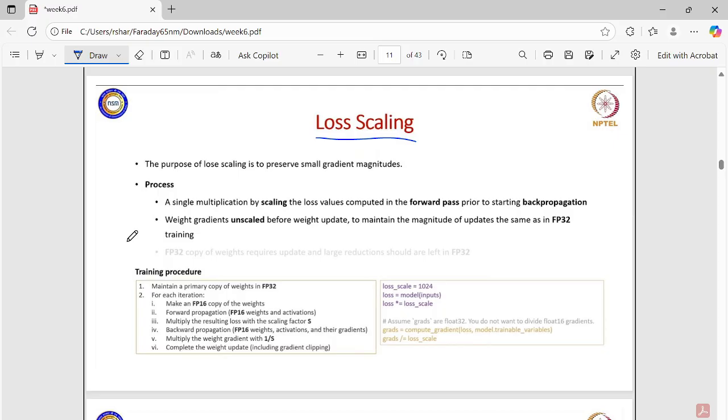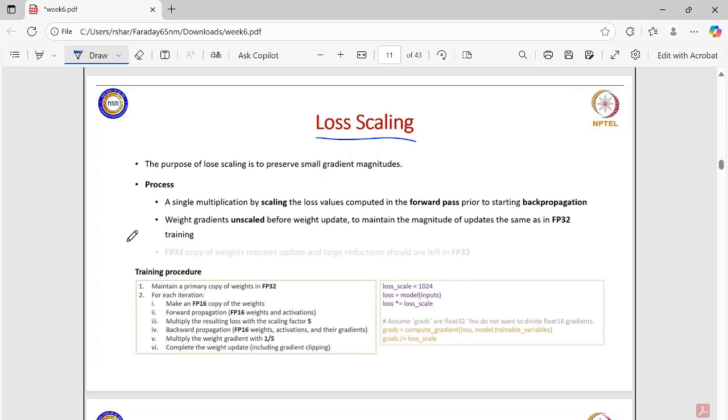And modern deep learning frameworks do this automatically with dynamic loss scaling. They try a larger scale factor initially, and if the gradients become not a number or infinity, they reduce the scale factor. And if they see no overflow, in the next step they increase the scale to maximize precision.